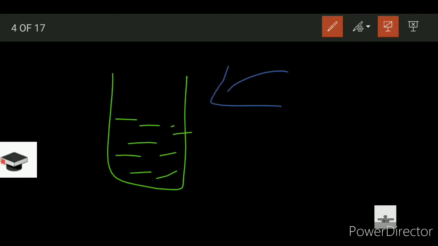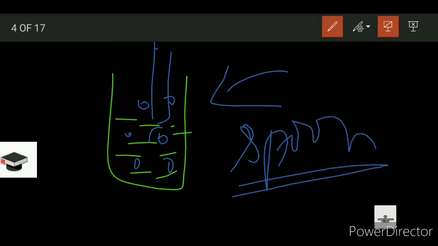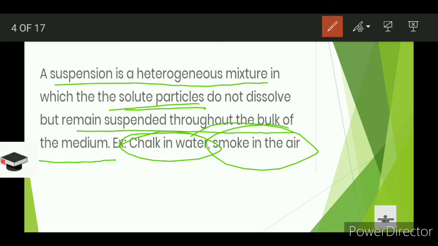For example, if you take some water in a glass and add some chalk powder in it, then stir it continuously with a spoon, after 5-10 minutes you will observe that the chalk is not dissolved at all because the chalk powder particles are very large. This type of solution is called a suspension, in which the particles get suspended throughout the bulk of the medium, and the solute particles do not dissolve. Instead, when left undisturbed, they settle down at the bottom of the container.